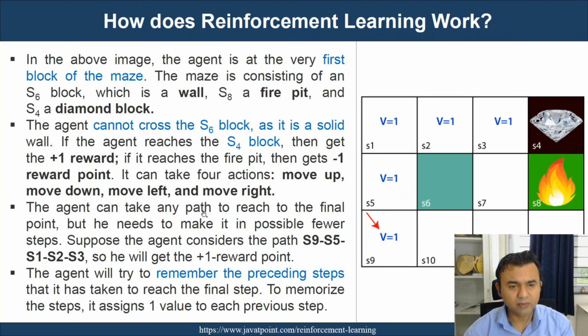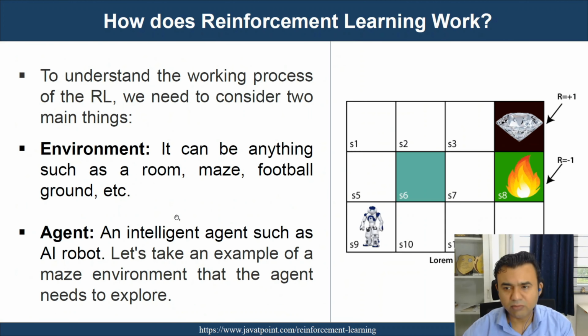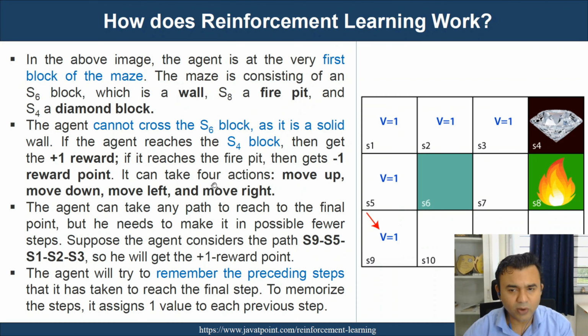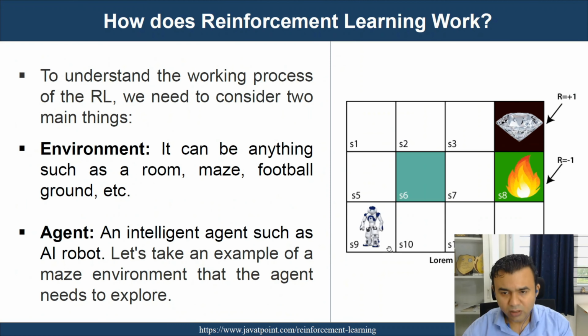The agent will take a particular path. Let's say you can begin from anywhere randomly. The agent can take any path to reach the final point, but it has to ensure that it makes it in a fewer number of steps, with a positive reward. For example, assume the beginning point is the S9 block.